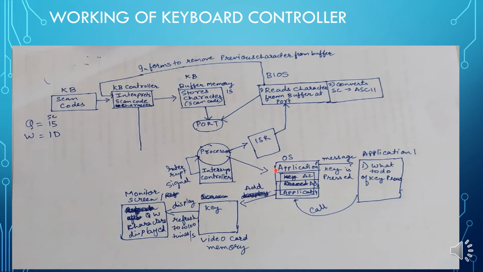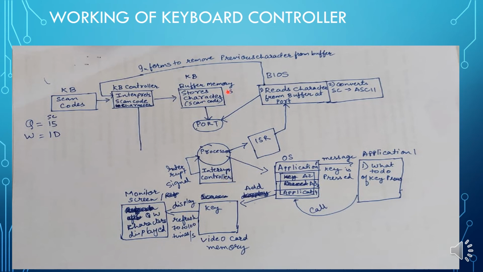So according to that, it will give application, and operating system will give message to application 1, and application will decide what to do, either to print or to discard. So if application 1 wants to print, then it will again call the OS, and OS will give order to the video card memory to add this key in its memory, and then display on the monitor screen.